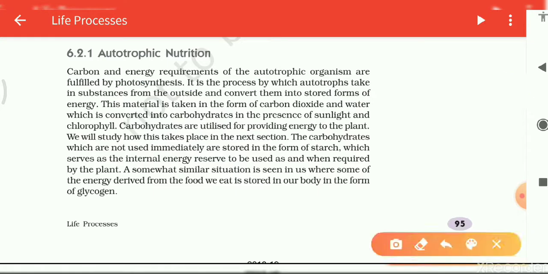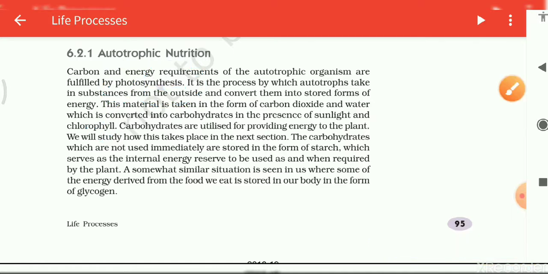Then what is photosynthesis here? Photo means light, and synthesis means to make. So the process by which the plant makes its own food with the help of light, in the presence of carbon dioxide and water, is called photosynthesis.